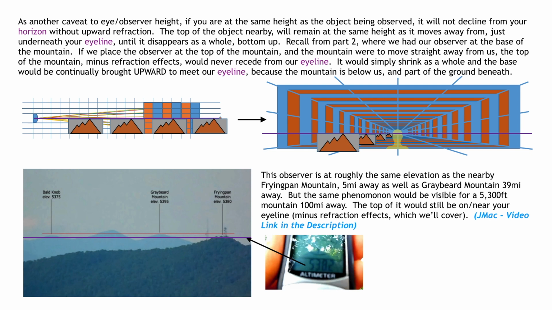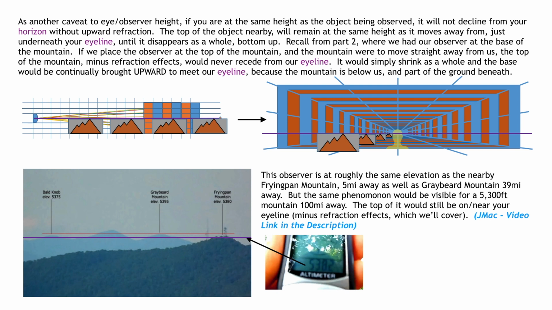So here's a practical example. This observer is at roughly the same elevation as the nearby Frying Pan Mountain on the right there. So he is at, you can see his altimeter there, 5,382 feet. Frying Pan Mountain is 5,380 feet. And then there is the very distant mountains, which are roughly 39 miles away. We'll just take Graybeard Mountain, for example, at roughly 5,395 feet, and you can see that it is essentially in line with the nearby mountain.